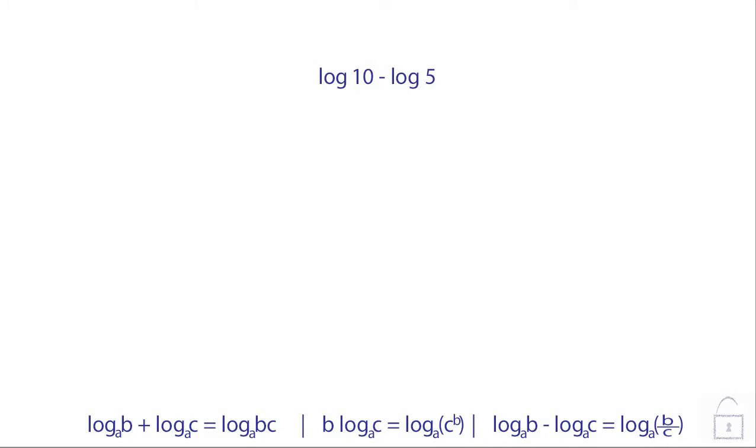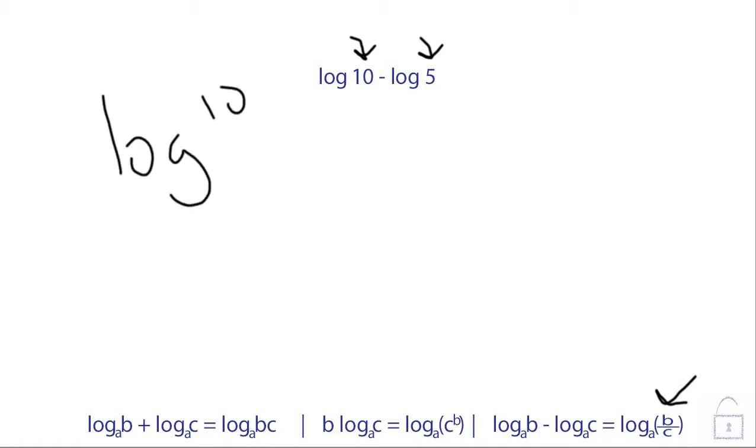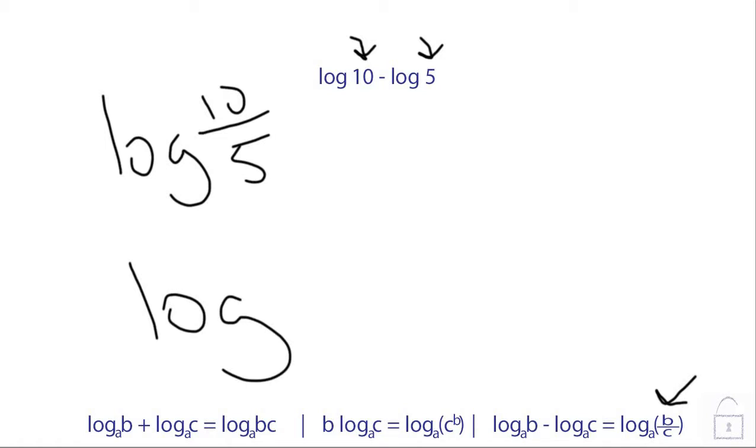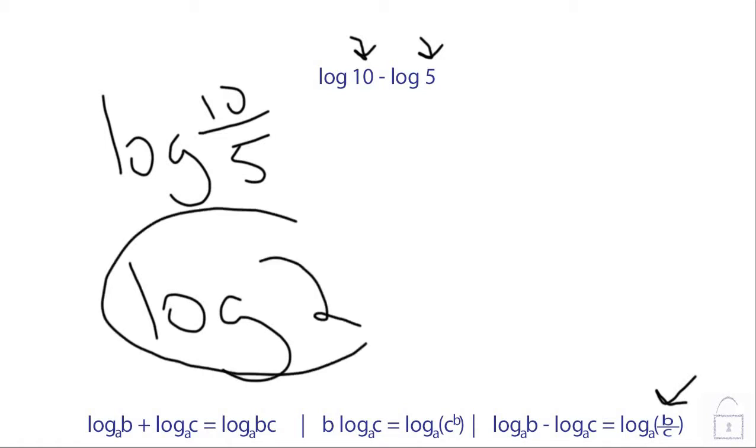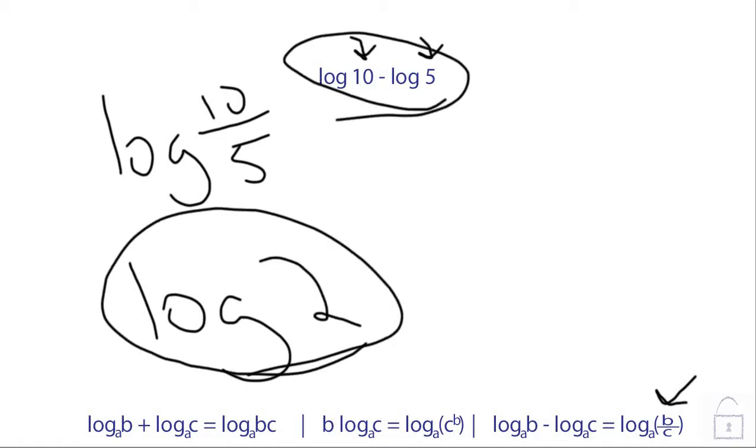Here we have log 10 minus log 5, and this is the third logarithm rule, which says if you're subtracting 2 logs with the same bases, you get this first number over this second number. So we can rewrite this as log of 10 over 5. And then you just divide those two numbers and you get log of 2. And this is the simplified version of log 10 minus log 5.